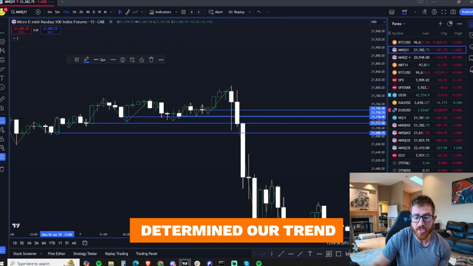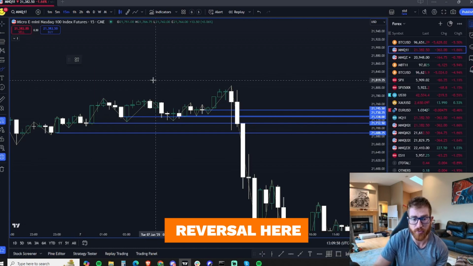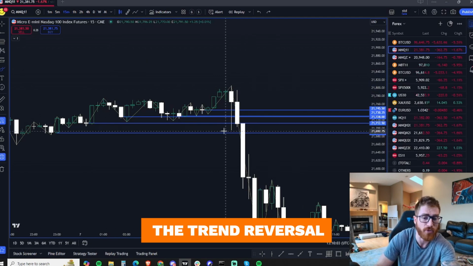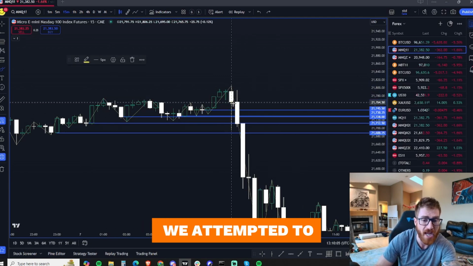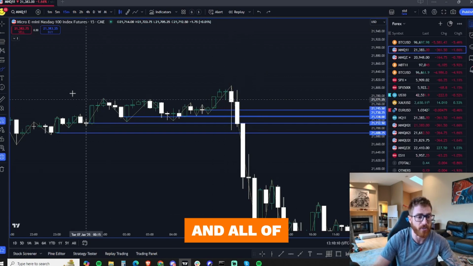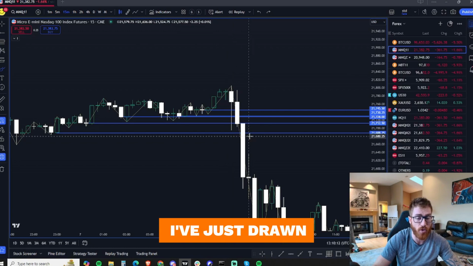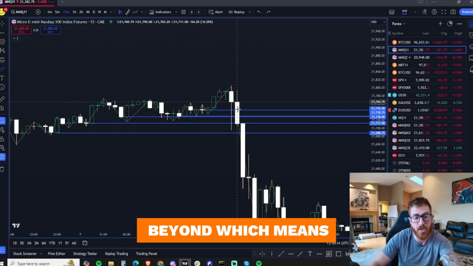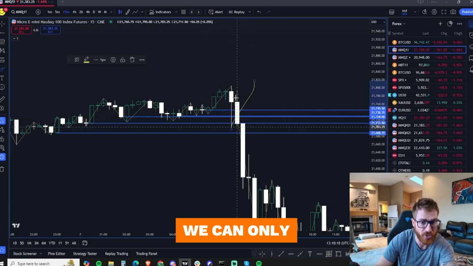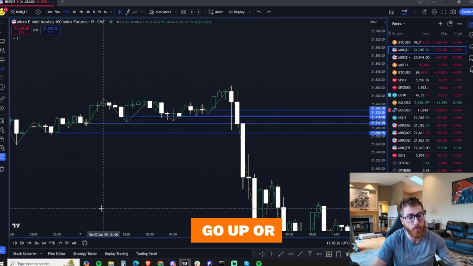So how we determined our trend reversal here: we were going in an uptrend. How we determined the trend reversal was we attempted to make a low here, and we failed to make that low. And all of these levels that I've just drawn failed to close beyond, which means that the price is then going to go in the other direction. We can only do two things. We can either go up or down.